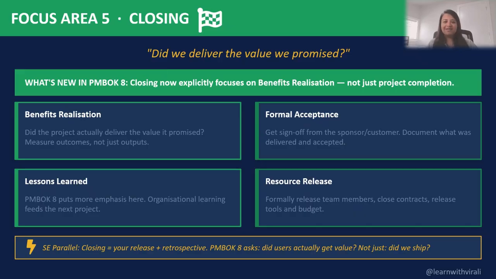That is what is being addressed in this particular focus area. So in PMBOK 7, we had a different language in terms of whether we completed the project on time, on budget, we shipped it, okay, that's it. Closing the project now makes more sense. But in PMBOK 8, closing comes with a little bit of benefit realization, which is now more of an explicit focus. So it's not enough to just deliver the output, making sure that the scope is completed or the deliverables are handed over. But PMBOK 8 does ask whether the stakeholders actually got the outcome of the project as it was promised before, considering that as a business value.